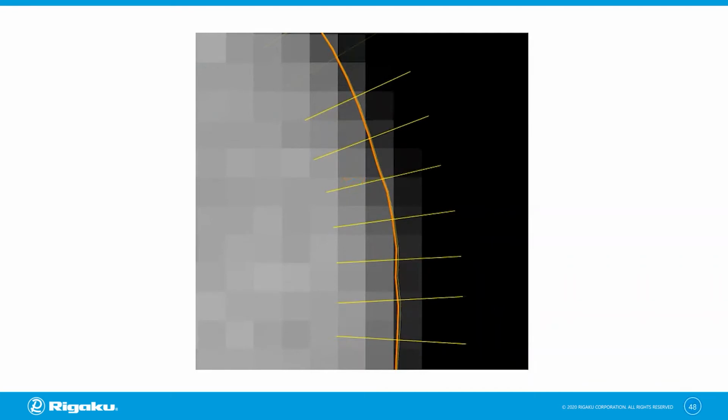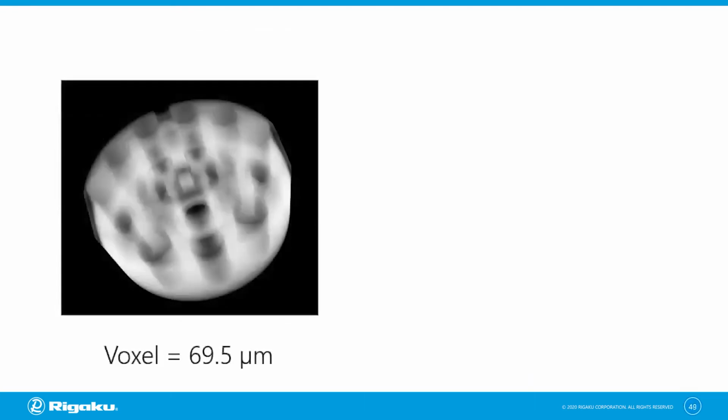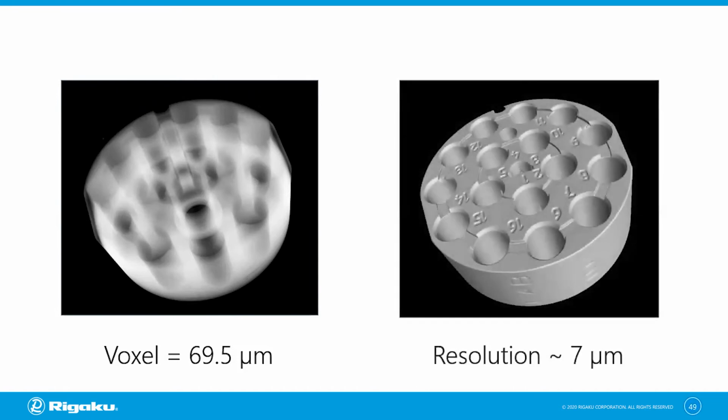Let's take a look at an example we saw before. So this is the CT scan of the aluminum piece. And this scan was done at 69.5 micron voxel. And by doing the ISO 50 surface determination, you can define the surface at 7 micron resolution.